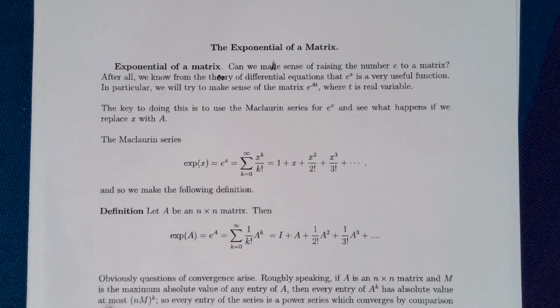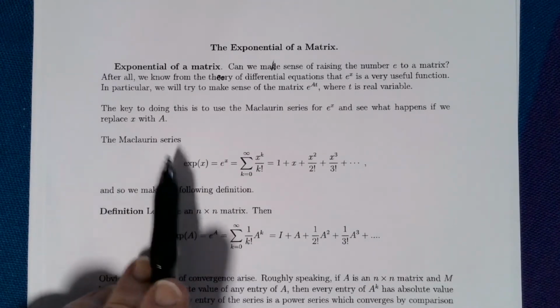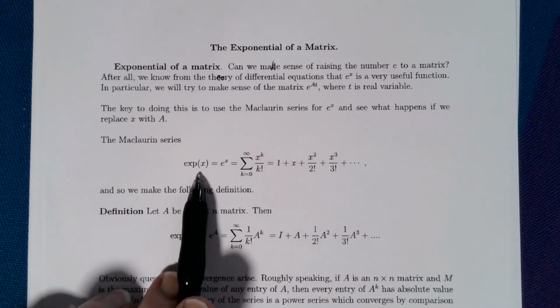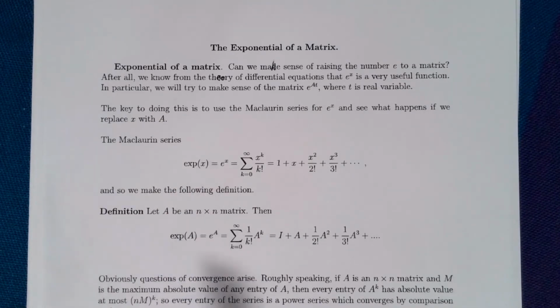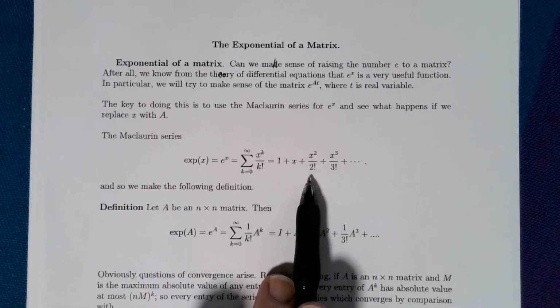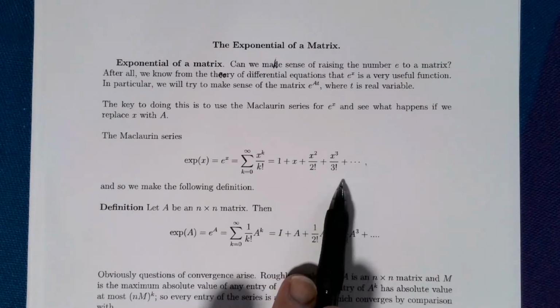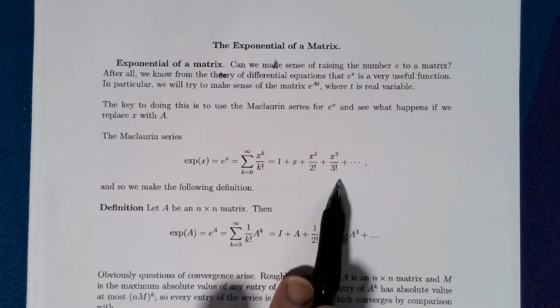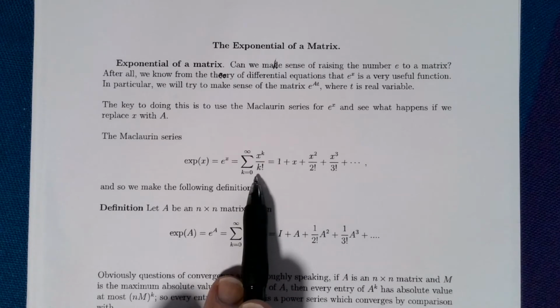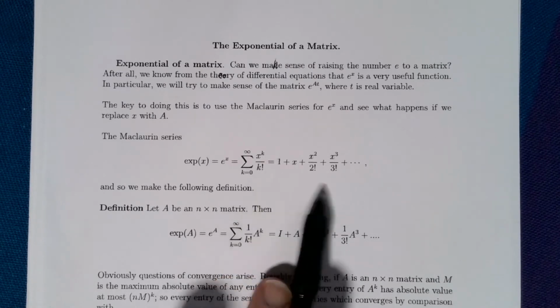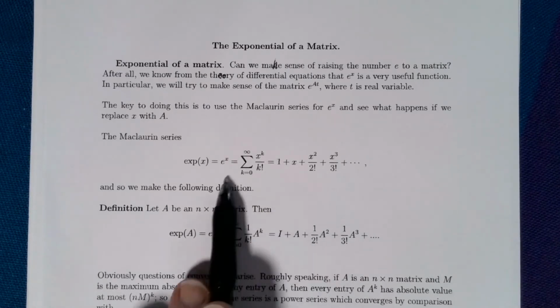So firstly, to try and make sense of e to the A, here's our Maclaurin series of e to the x. It's that beautiful series, 1 plus x plus x squared on 2 factorial plus x cubed on 3 factorial and so on, which we can write in sigma notation. This is an amazingly simple series for such an interesting function.